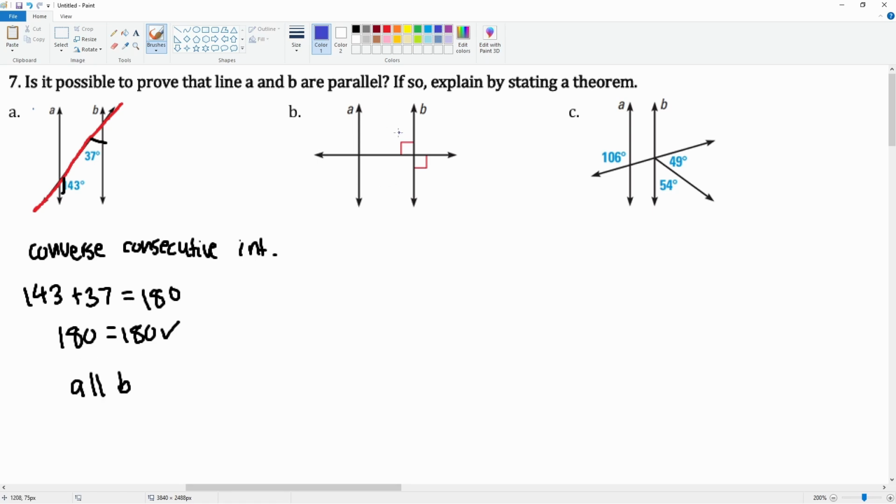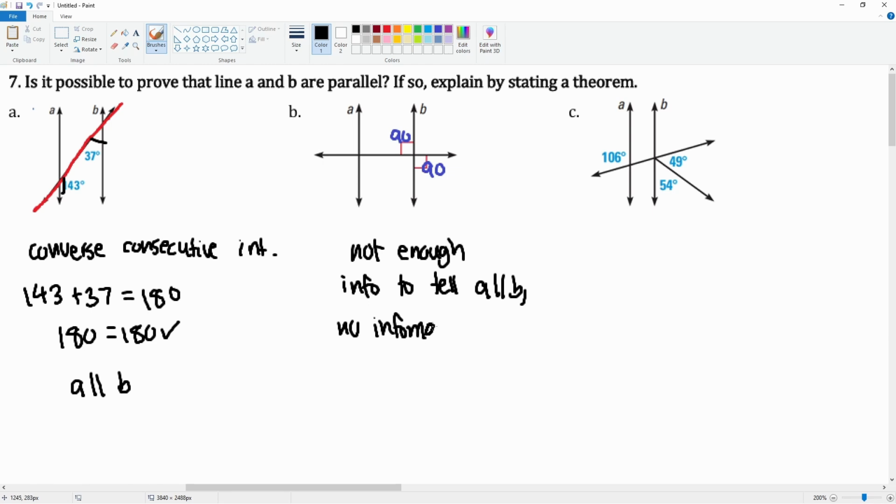Next, we know that this is 90, that we know that this is 90. Do we know anything about the other line? No, we don't. So we said not enough info to tell that A is parallel to B. No info about line A. That is the issue here.